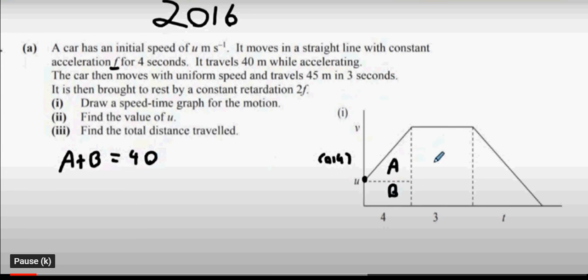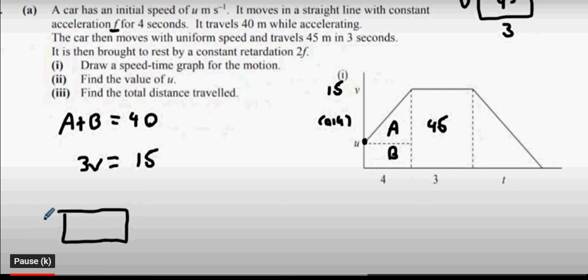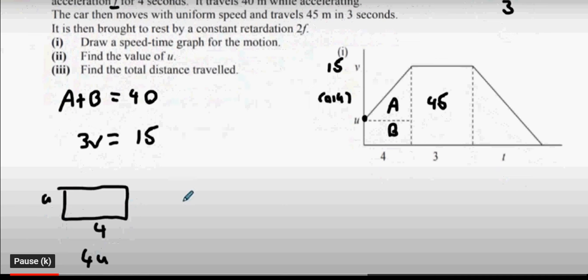The car then moves with uniform speed and travels 45 meters in 3 seconds. That basically means the area of the rectangle, which is v in height and 3 seconds across, is equal to 45. So 3v equals 45, and v will have to equal 15.